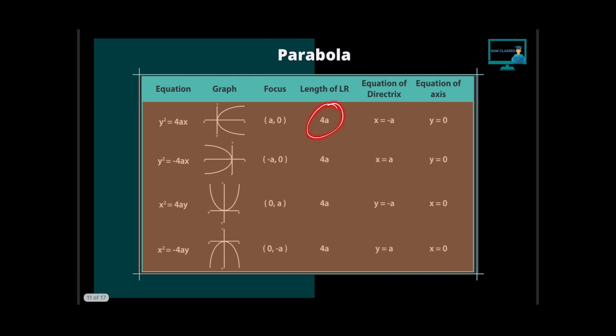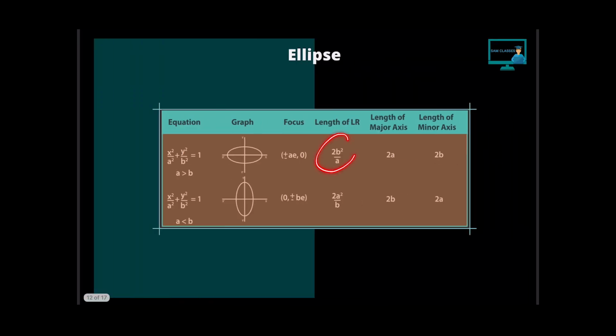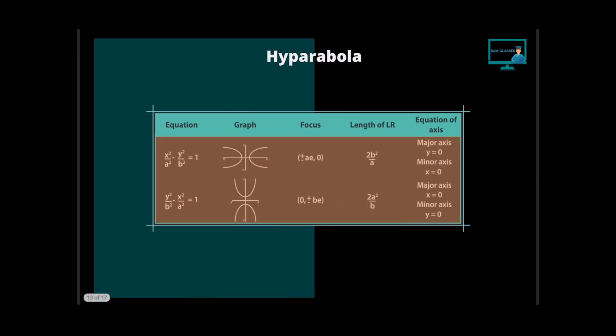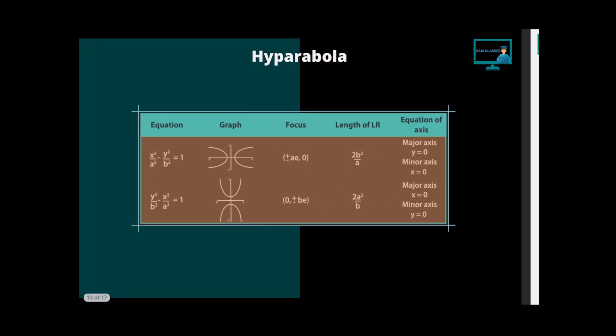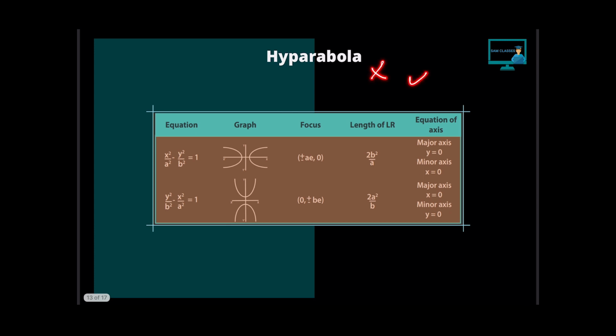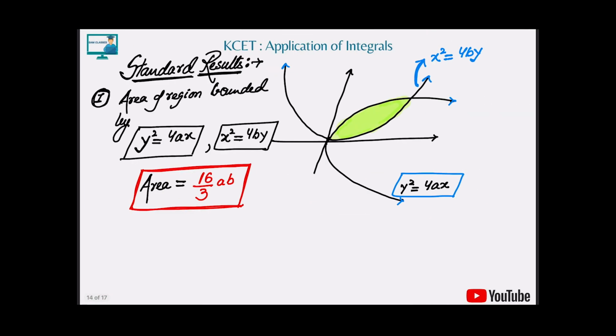So the formula is the same. In all of these it is 4a, directly you can write it, no change, no difference. And for the ellipse case it is 2b square by a. We have 2 latus rectum here, correct? 2a square by b for the other case. Okay, done. I have given it for hyperbola also, though we don't get much. Just for the formula's sake, I have given you everything.